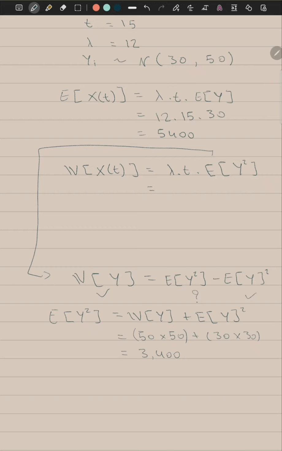Okay, so let's go up here and apply the formula. Lambda we know is 12, t is 15, and the expected value of Y squared is 3,400. If we multiply these, we should get 612,000.